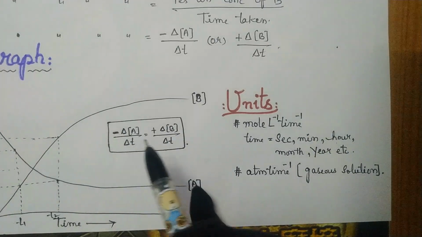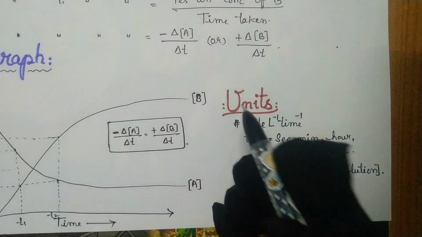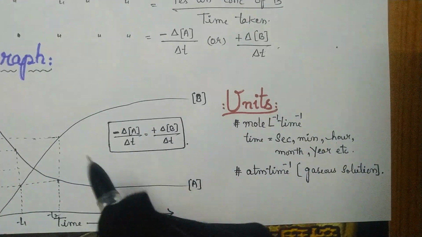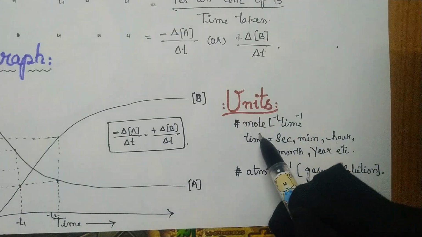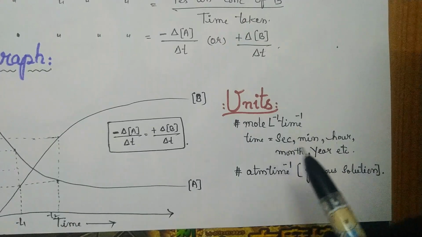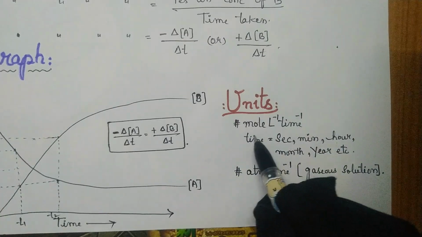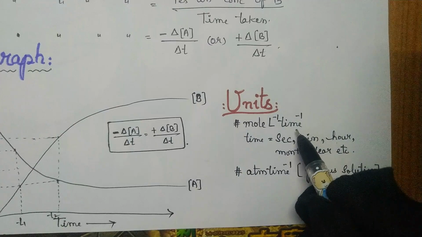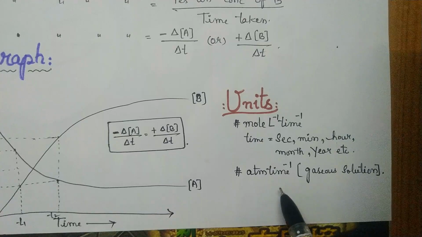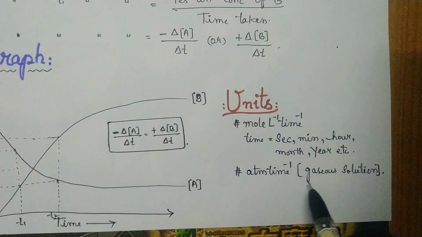So rate is equal to concentration by time, either concentration of reactant or concentration of product, but concentration by time. Units for concentration is moles per liter, right? And for time we can write seconds, minutes, hour, day, month, year, etc. So units for rate is moles per liter per time. And one important thing is, in case of gaseous reactions the units for rate is atmosphere per time. Okay, remember these units, right?